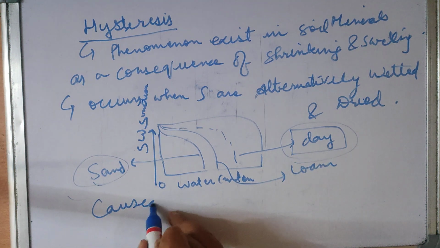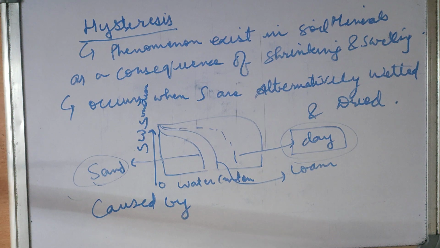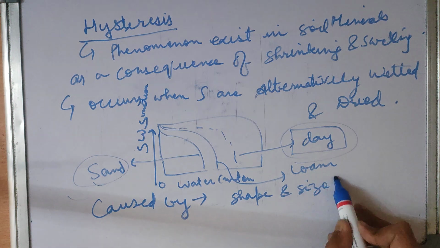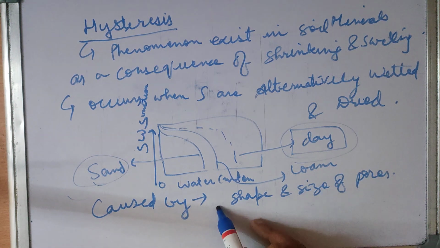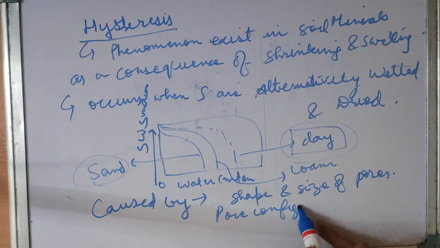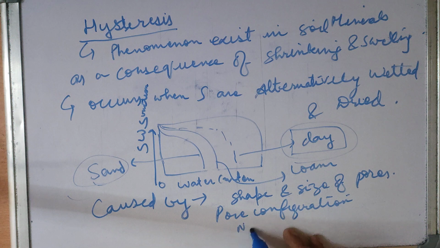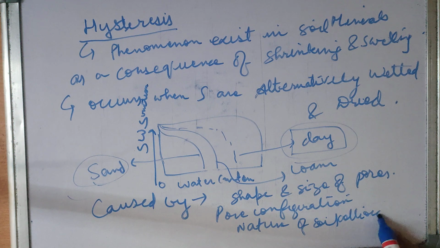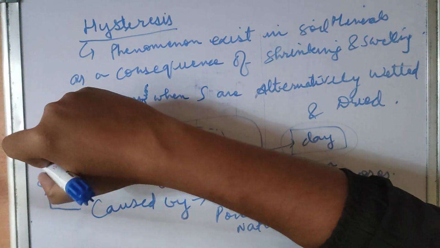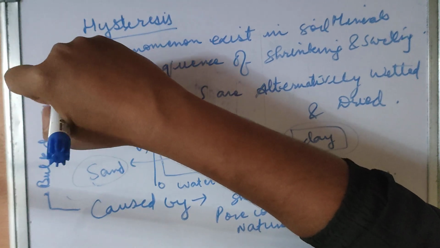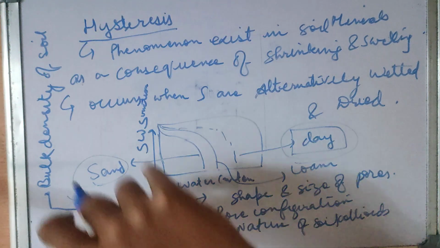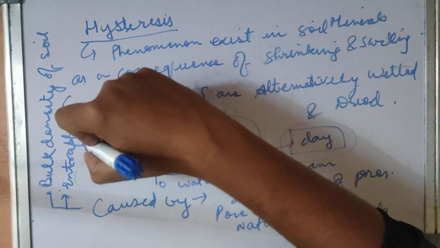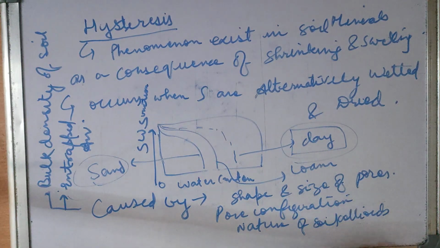Hysteresis is caused by shape and size of pores, pore configuration, nature of soil colloids, bulk density of soil, and entrapped air. So these factors lead to hysteresis.